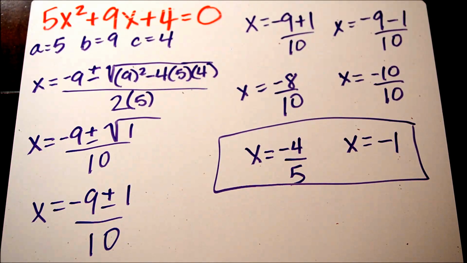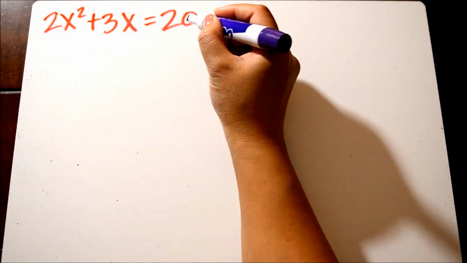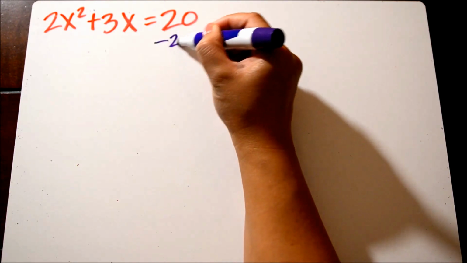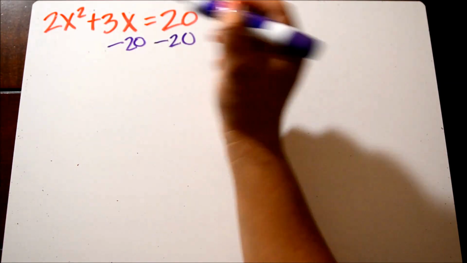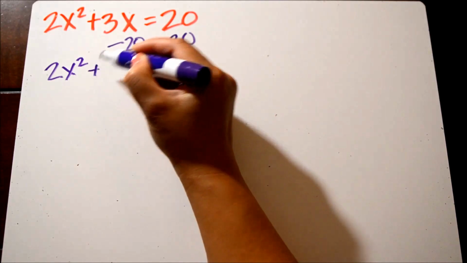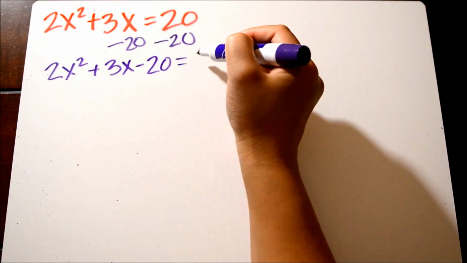Let's take a look at another example. We have 2x squared plus 3x equals 20. So this equation's not written in standard form. We have to use inverse operations to move this to the other side. And now our equation will be 2x squared plus 3x minus 20 equals 0.